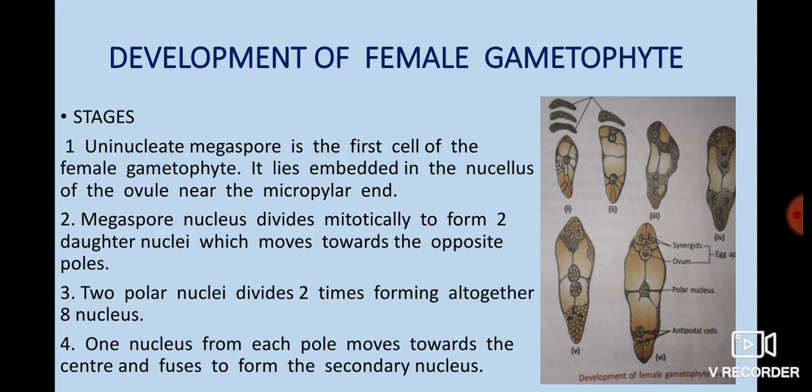They are going to remain embedded in the nucellus of the ovary near the micropylar end. Now there are two ends: one is your chalazal end, one is your micropylar end. So they are going to be near your micropylar end. The megaspore nucleus divides mitotically.